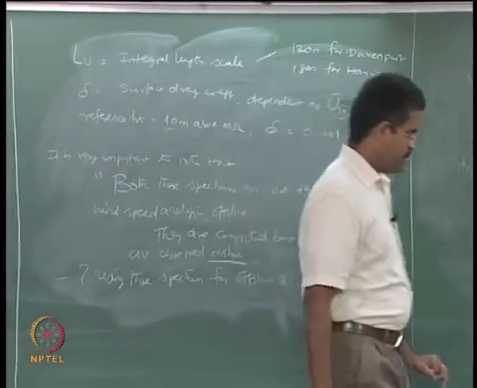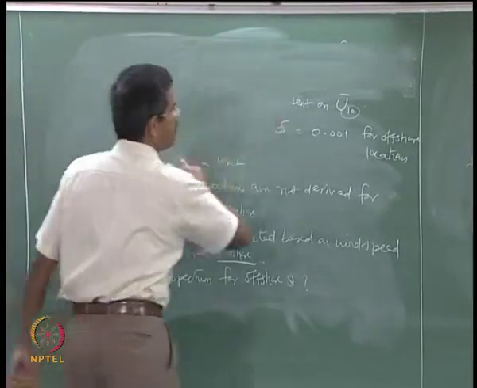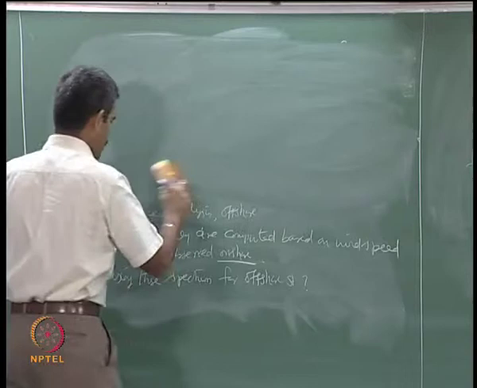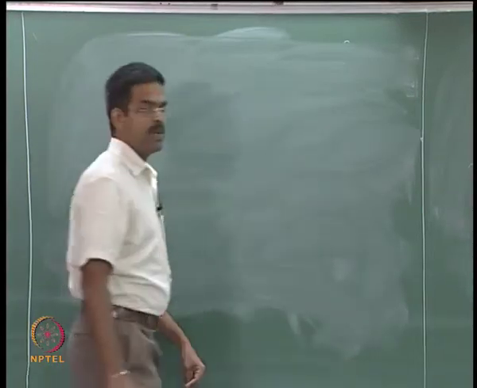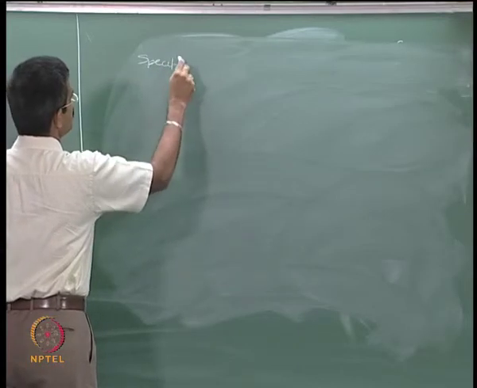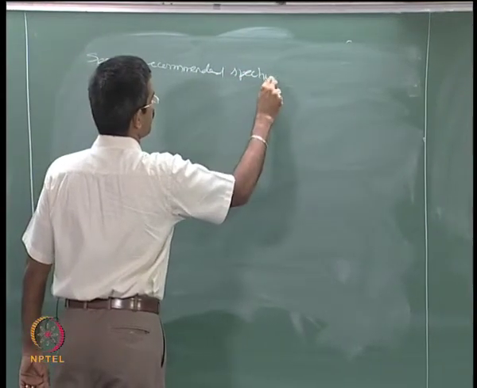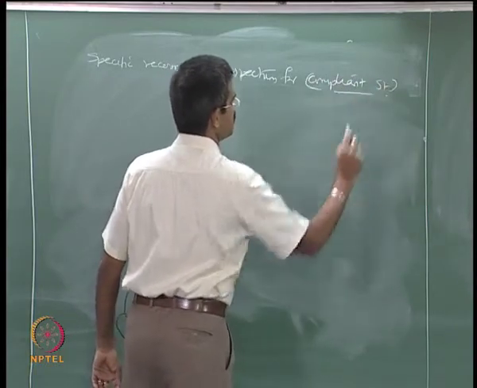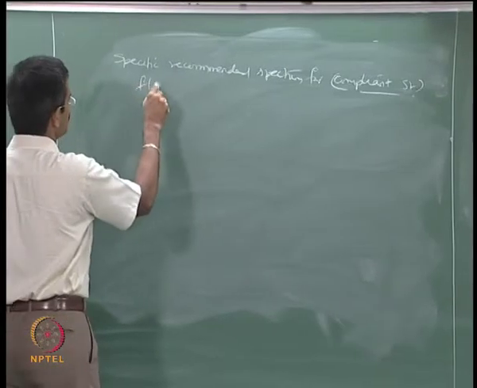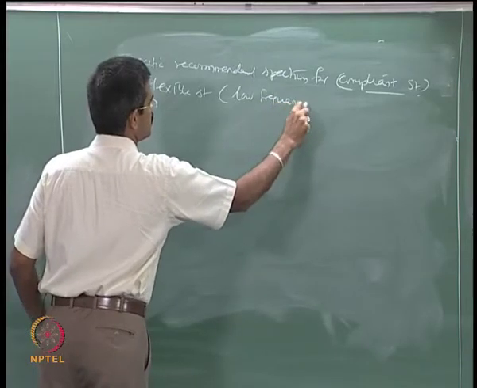So, in the present trend, people have replaced Davenport and Harris spectrum by specific spectrums which are very applicable for flexible, taut moored, compliant offshore structures. So, what are those spectrums? So, specific recommended spectrum for, I should say here, compliant structures, essentially they are meant for flexible structures which have low frequency range.